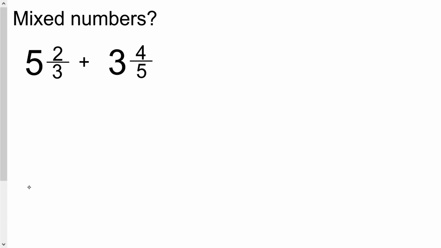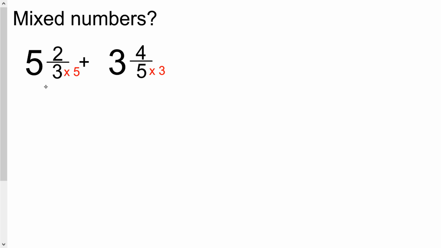Now, what about this one? We've got two mixed numbers here. Well, basically it's about the same idea here. We still need to check to see if we have denominators that are the same. 3 and 5. So that's not going to work there. We got a 3 here, we got a 5 there. Can I make this 3 into the 5? No, can't do that. So looks like we can make them both into 15.